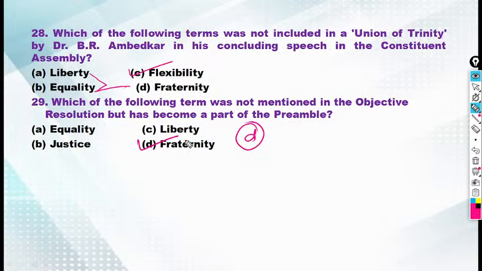The Objective Resolution declared that India will be a sovereign, independent, democratic republic. India will ensure justice, equality and freedom for all citizens. India will safeguard the interests of minorities, tribes and depressed classes. India will foster national unity. India will ensure economic and political security. India will have a written constitution. So the fraternity word was not mentioned there. The Objective Resolution served as a guiding principle for building the Constitution. Answer will be D.